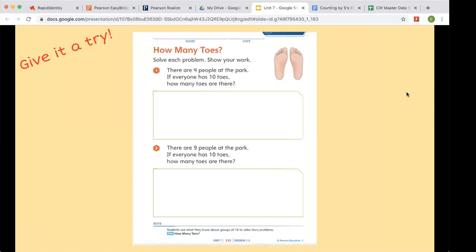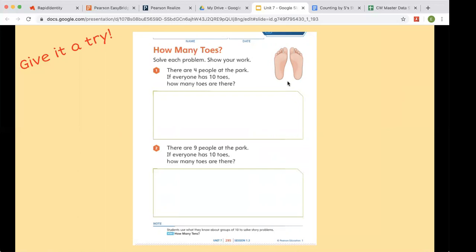This is what your assignment is this evening. How many toes? Solve each problem. Show your work. Number 1, there are 4 people at the park. If everyone has 10 toes, how many toes are there? Number 2, there are 9 people at the park. If everyone has 10 toes, how many toes are there?